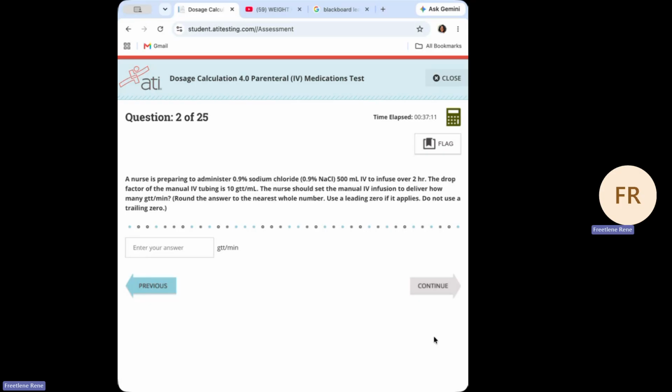So 2 hours times 60 is going to equal 120, right? Then the 10 GTT up top times 500 divided by that 120 is going to give you 41.6. Keep in mind with drop factor, you are rounding to the nearest whole number. So then your answer would be 42.